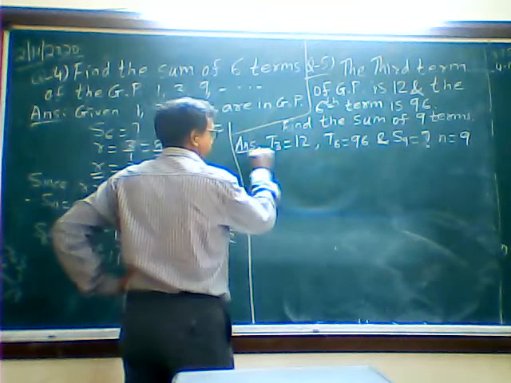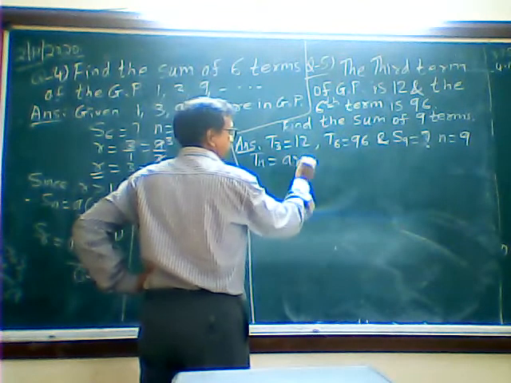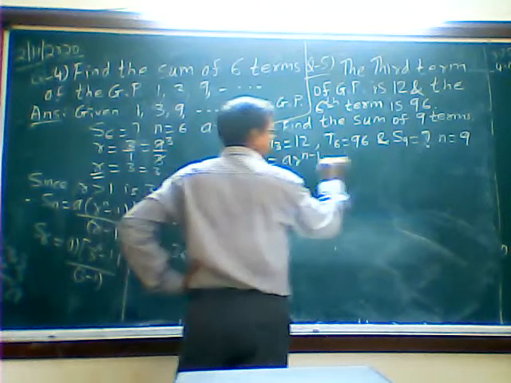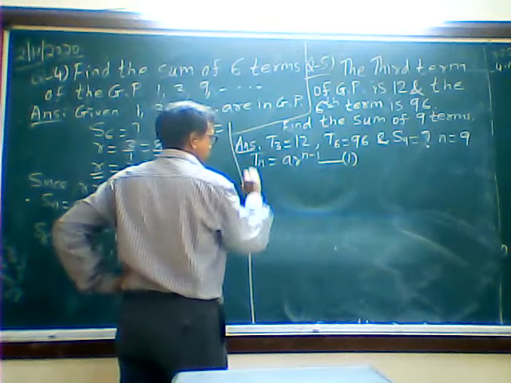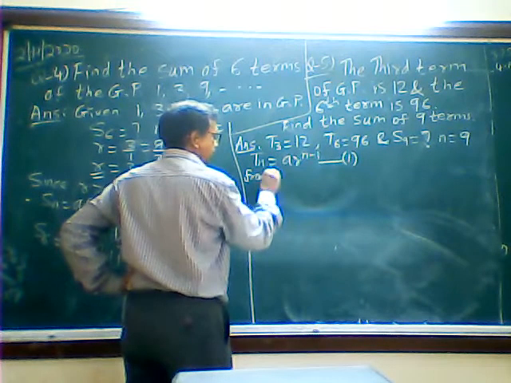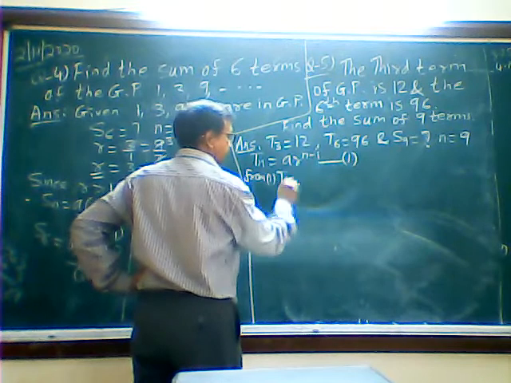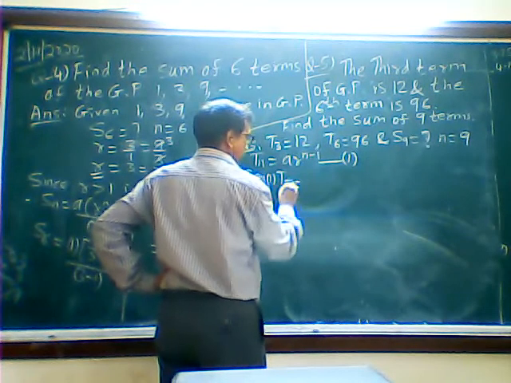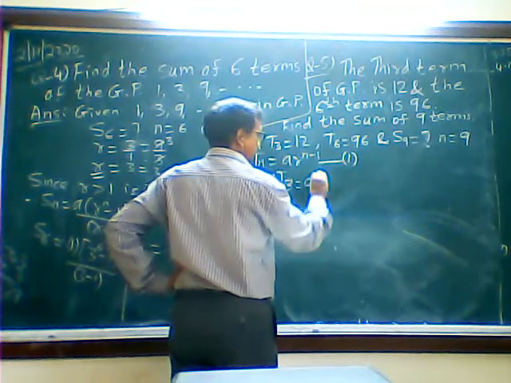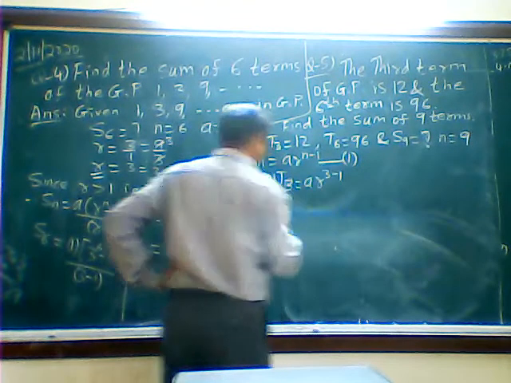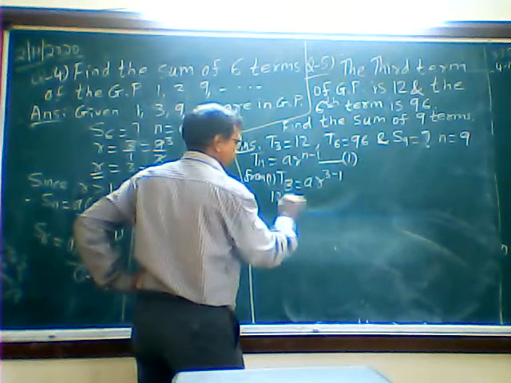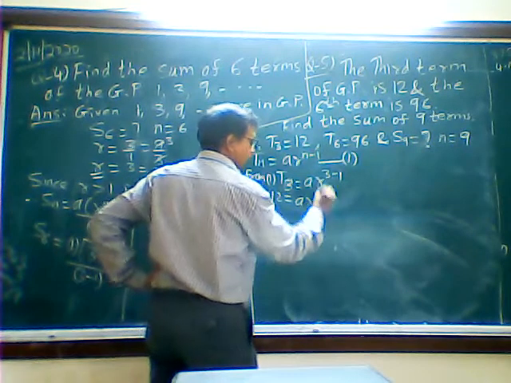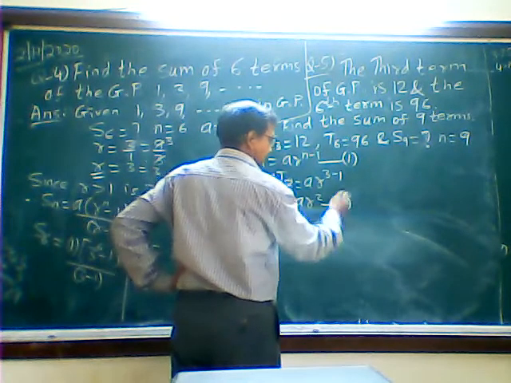So now the Tn formula is what? A r raised to n minus 1. I write this as equation 1. From 1, I will take T3 first. T3 is A r raised to 3 minus 1. T3 is 12, so 12 is equal to A r square. That is equation number 2.